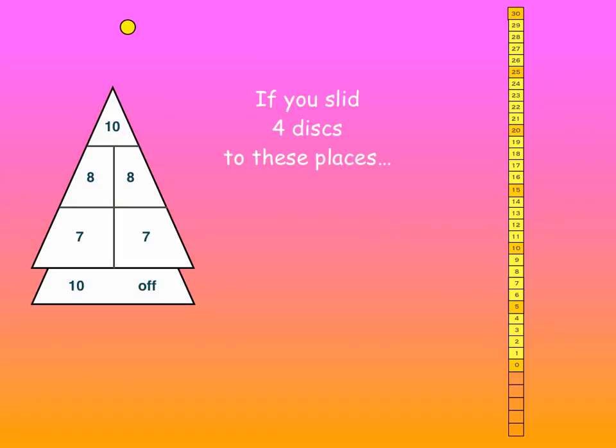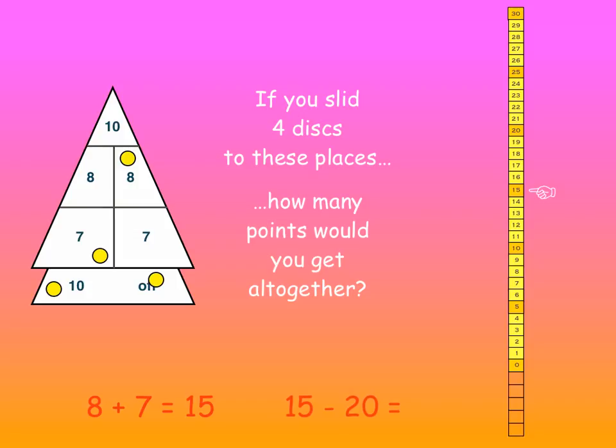If you slid 4 discs to these places, let's see what happens now. Well, so far we've got an 8 and a 7. Add them together, that makes 15. So we'll point to 15 on the scoreboard. And we've got minus 10, another minus 10. How many points? Let's see, you have to do 15 minus 10 minus 10, that's 15 minus 20. Well, let's see. Start at 15, and we'll have to count down 20 jumps. 1, 2, 3, 4, 5, 6, 7, 8, 9, 10, 11, 12, 13, 14, 15, 16, 17, 18, 19, 20. Yep, and you end at -5. So this turn you get -5 points.